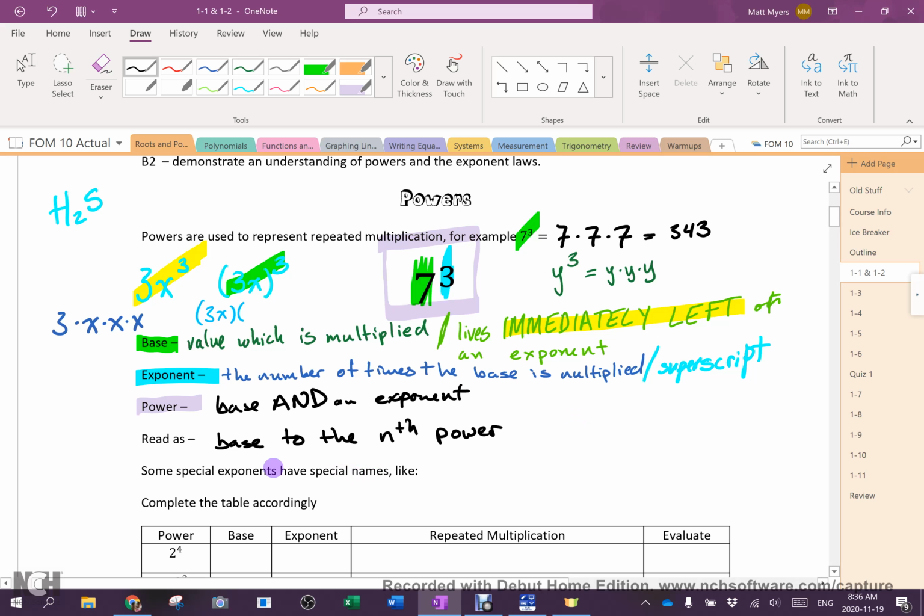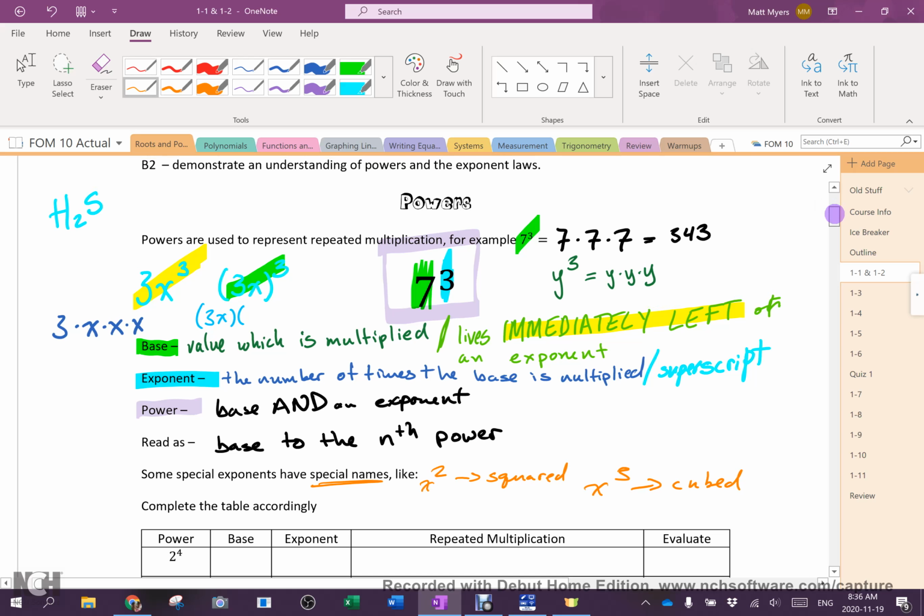But there are two special names, and that is squared and cubed. They get special names. Everything else, we read it as to the whatever power. 5th, 6th, 8th. Okay? All right.